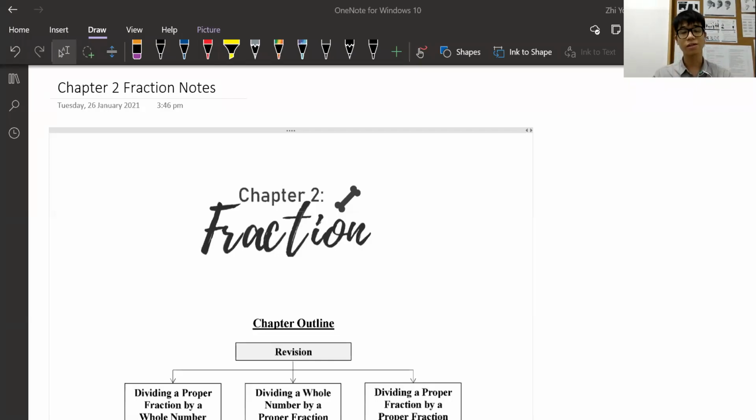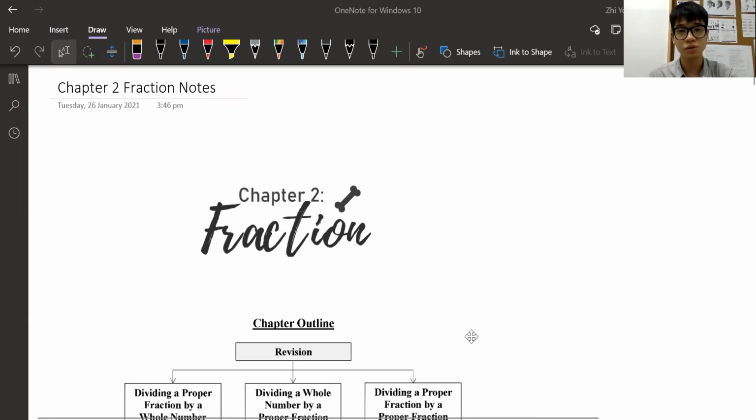Okay, so let's go to the screen. 1, 2, 3, go. You can see the screen, and this is your fraction, chapter 2 fraction notes. Please take out your notes so you can write down together with me. You have no excuse for saying that you cannot see if I'm blocking you, because now you can see straight away from the screen.